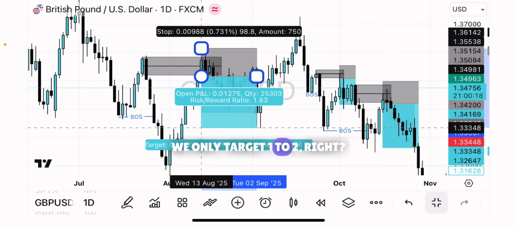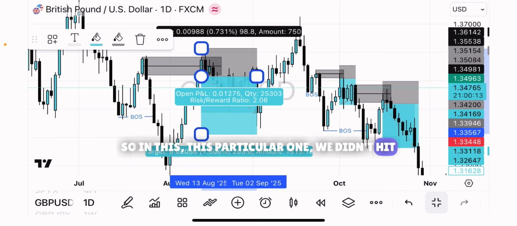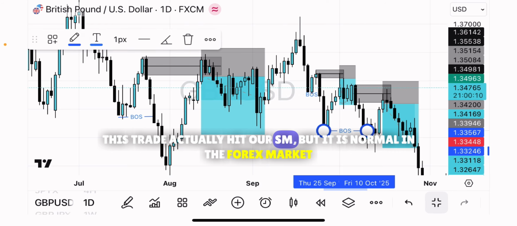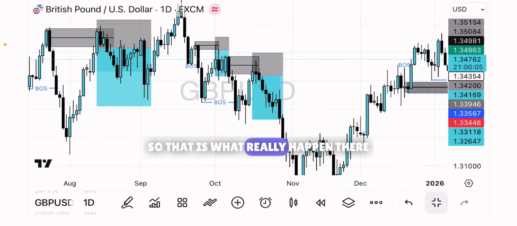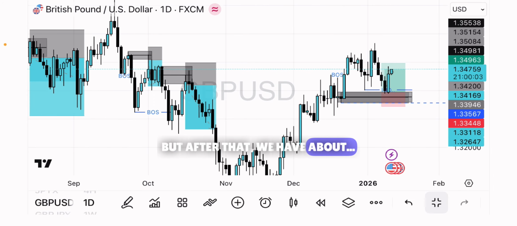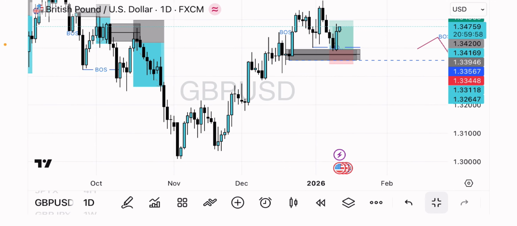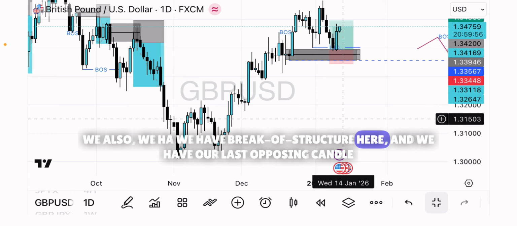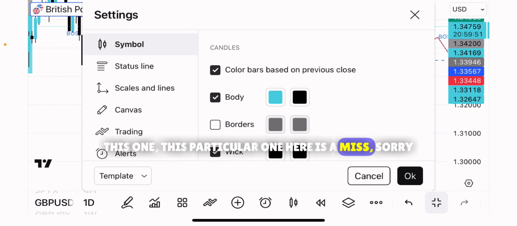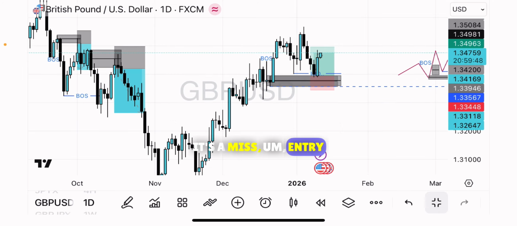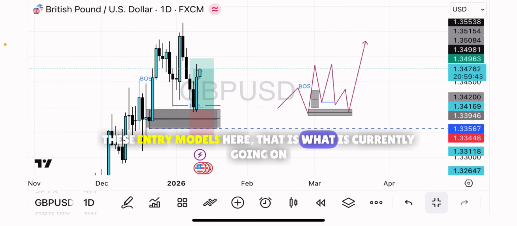We only target 1 to 2, right? So in this particular one, this trade actually hit our SL, but it is normal in the forex market. So that is what really happened there. But after that, we have about how many TPs? About 2 TPs. And this particular one here, we have break of structure here, and we have our last opposing candle. This particular one here is a miss, sorry, it's a missed entry. So that is what is currently going on, this entry model here.